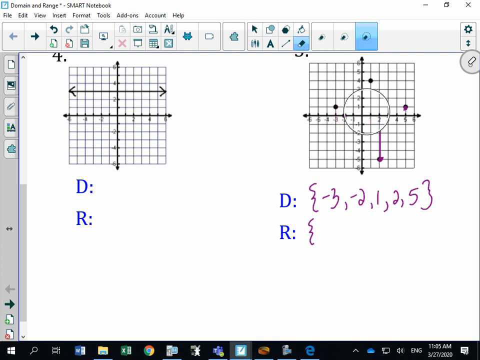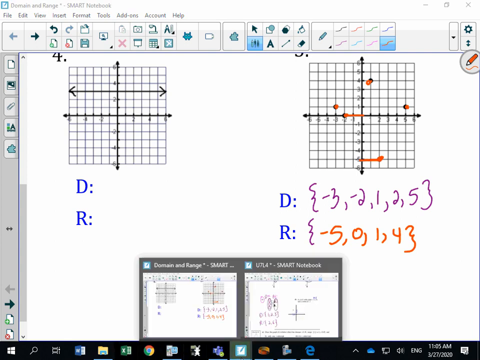My range, I'm going to erase my markups, and my range is all my y values, for my smallest y value, which would be this guy here at -5. This y value is 0. This y value is 1. This y value is 1, so I'm not going to list that twice. And that y value is 4.